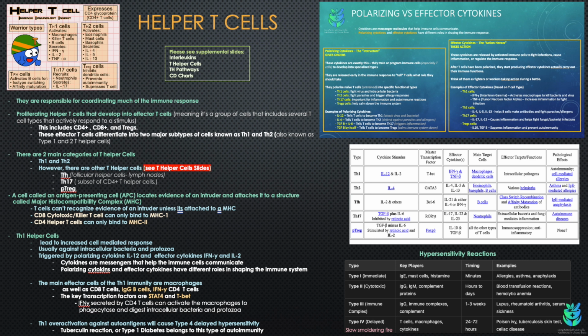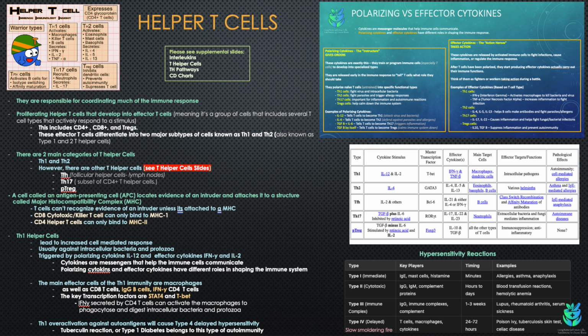However, there are other types of T helper cells, and you can see on the top right corner how I have listed out the rest of them. The TFH is the follicular T helper cells, and those are in the lymph nodes. The Th17 is a subset of the CD4+ T helper cells. So the Th17 is still a helper cell, it's just a lower ranking helper cell than the CD4 plus T helper cells.